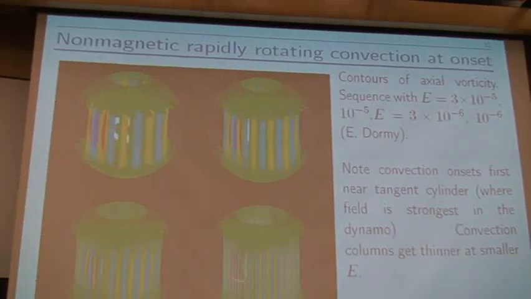So remember this picture, okay, this is one I've shown before here. These are the columns of vorticity, and remember they're not real roll-like columns, they're more sort of spiralling structures which go in and out and in and out, like so. But the main point of these things is that they're pretty well Z-independent, very Z-independent, and that as E gets smaller, the columns get thinner.